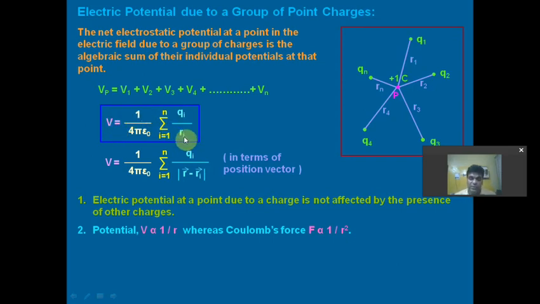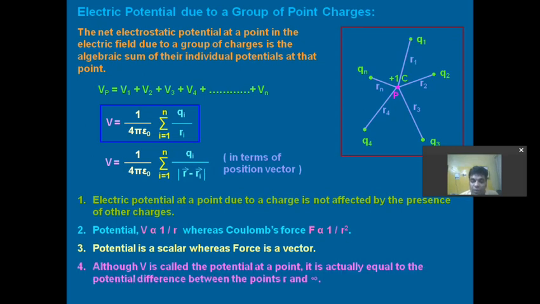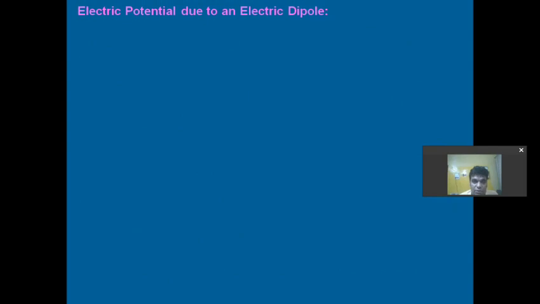But previously we have seen in the last chapter that Coulomb force is inversely proportional to R square. So here V is inversely proportional to R, whereas Coulomb force is inversely proportional to R square. Now again we have to think about potential is a scalar quantity, whereas force or electric field is a vector quantity. So this is a very important phenomenon.